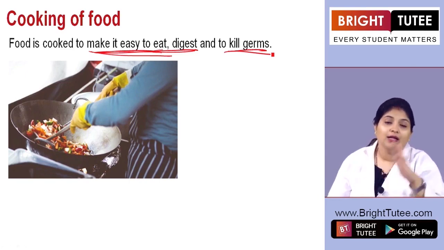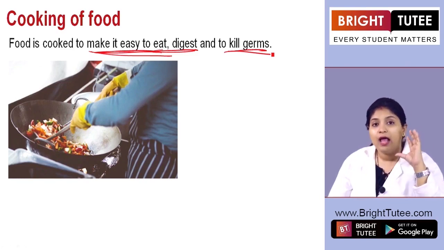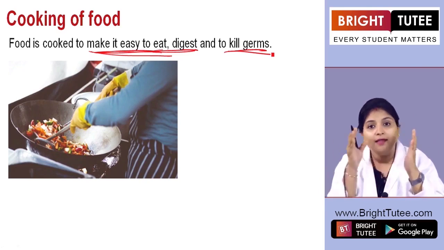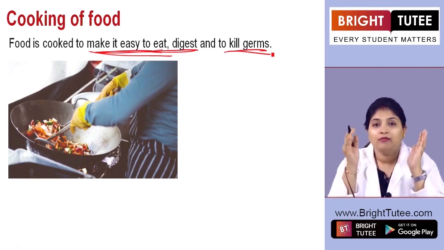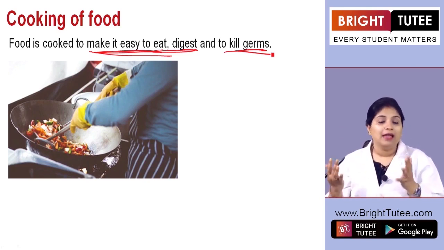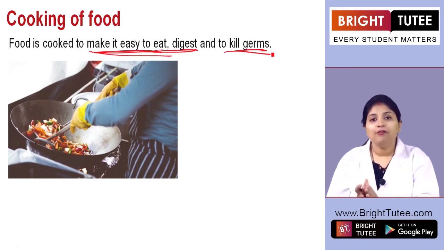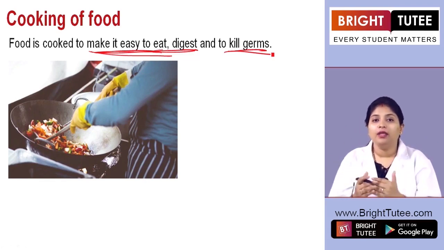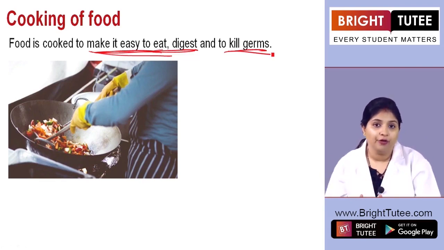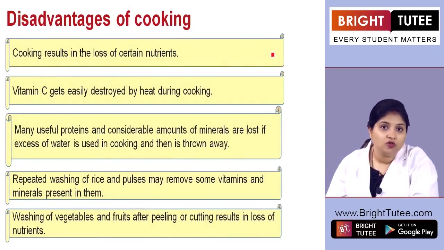So cooking definitely has some advantages, but there are certain disadvantages. We will have to study those disadvantages, the problems of cooking, and then we can cook in a proper manner so that we don't suffer from any nutrient problem, that is, the problems which arise due to deficiency of a nutrient, right? So let's see what the disadvantages of cooking are.